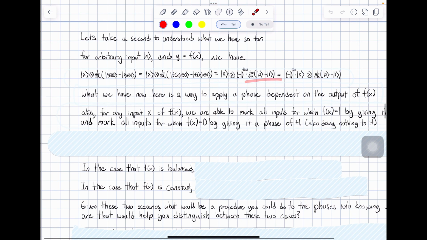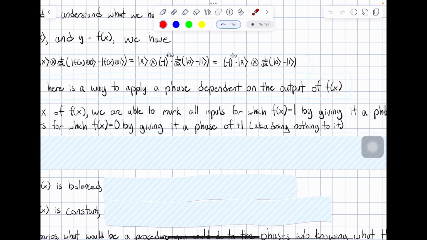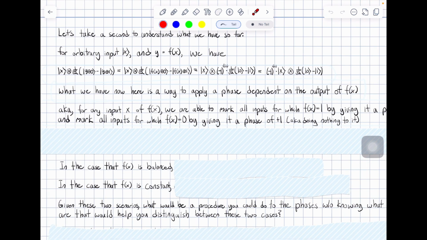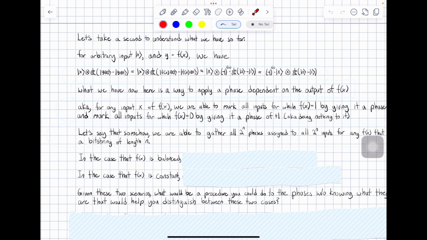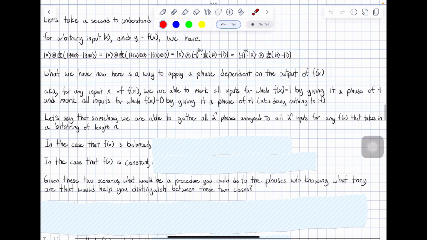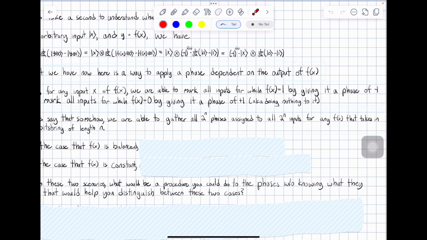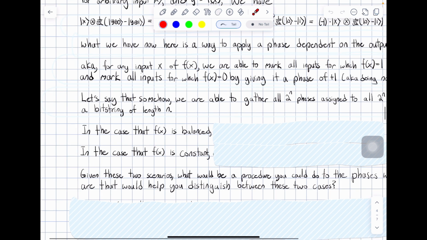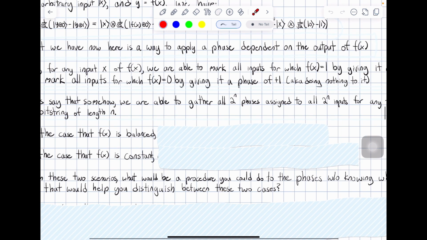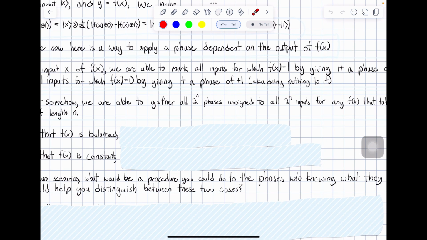So what we have constructed here is a way to apply a phase dependent on the output of f(x) to the state at x, right? In other words, for any input x of f(x), we're able to mark all inputs for which f(x) is equal to 1 by giving them a phase of -1, and mark all inputs for which f(x) is equal to 0 by giving a phase of +1, which is the identity, the same thing as doing nothing to it.